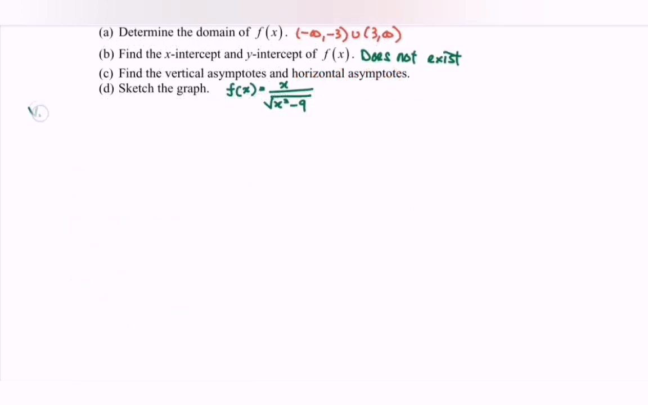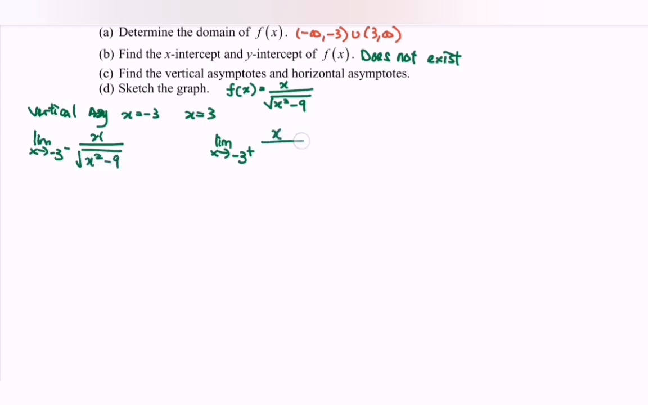So here we have the vertical asymptote: x is equal to negative 3, x is equal to 3. Limit when x approaches negative 3 from the left, and limit when x approaches negative 3 from the right, for the function x over the square root of x squared minus 9. By referring to the number line, we have negative 3. From the left, we have negative 3.0001. Referring to the domain, we can say the limit when x approaches negative 3 from the right does not exist based on the domain. So here it does not exist.